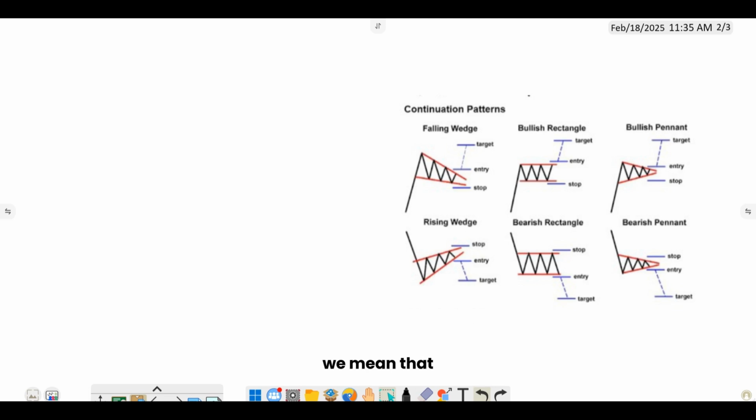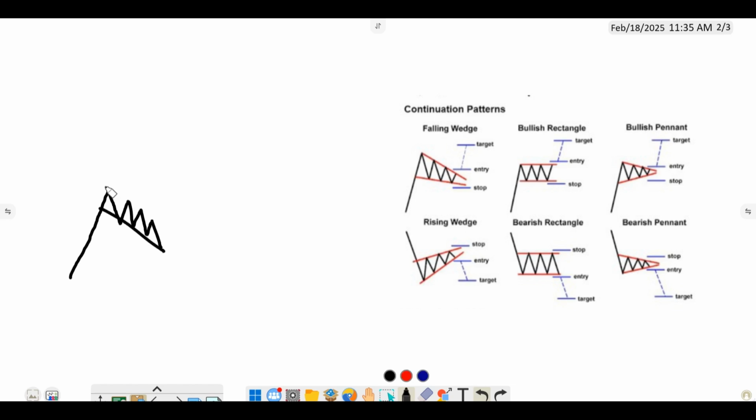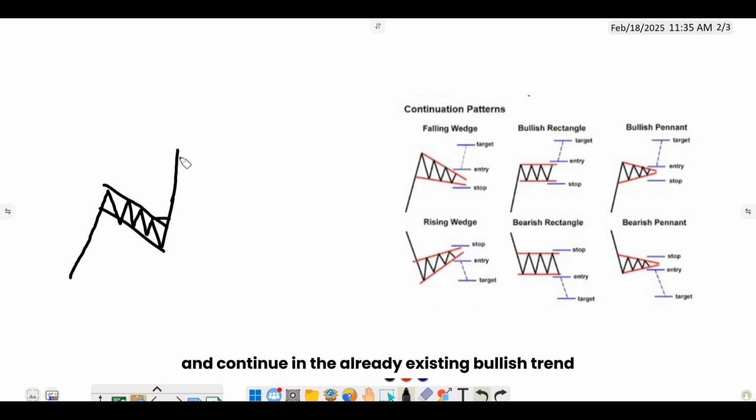And what do we mean by continuation pattern? We mean that if the market is going in a particular trend, for example, a bullish trend, we want to see the market doing a falling wedge like this, and from the falling wedge we want to see the market break out through this high and continue in the already existing bullish trend.